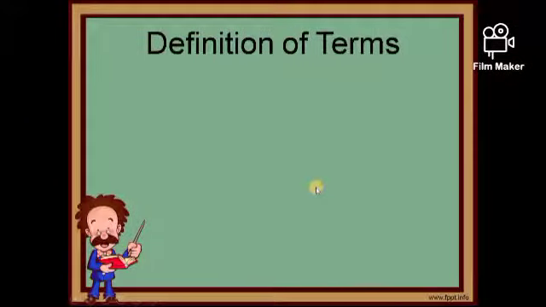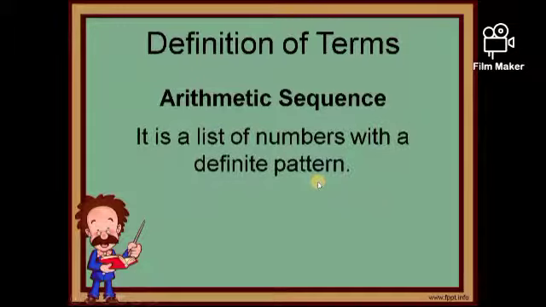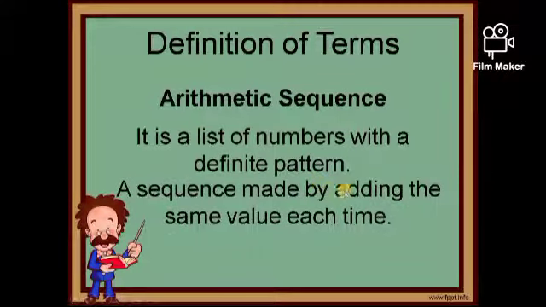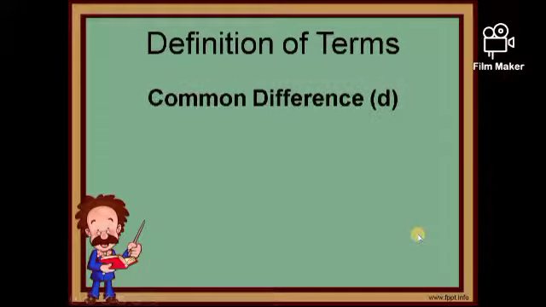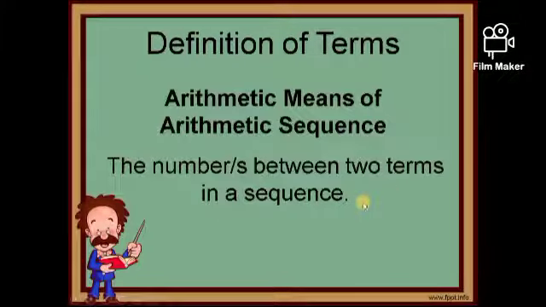Let's define some terms first. The first one is an arithmetic sequence. It is a list of numbers with a definite pattern. Also, it is a sequence made by adding the same value each time. Common difference, also denoted as small d, is the constant difference in all pairs of consecutive or successive numbers in a sequence.